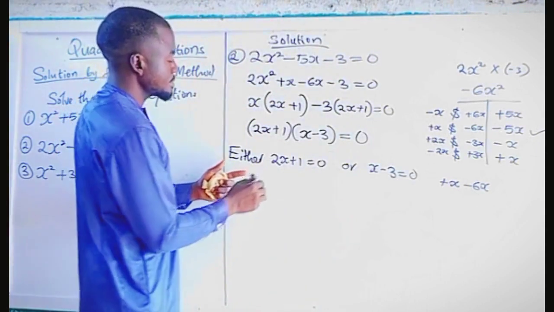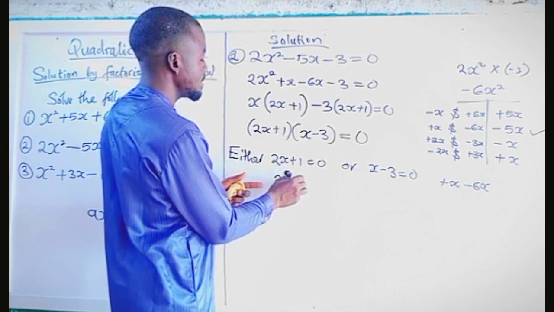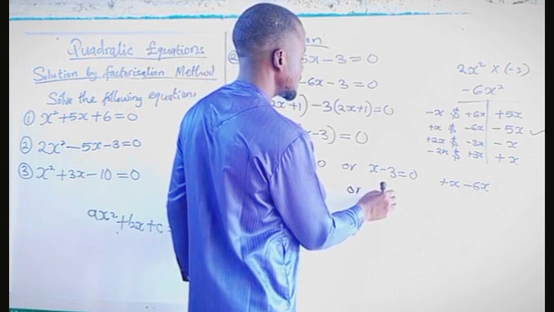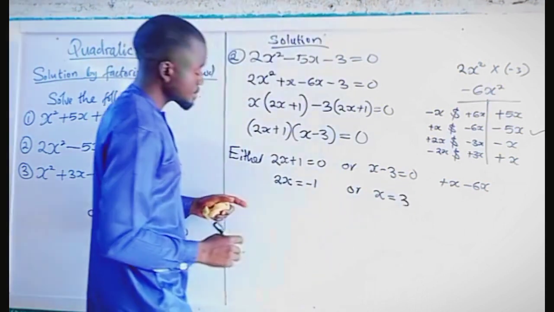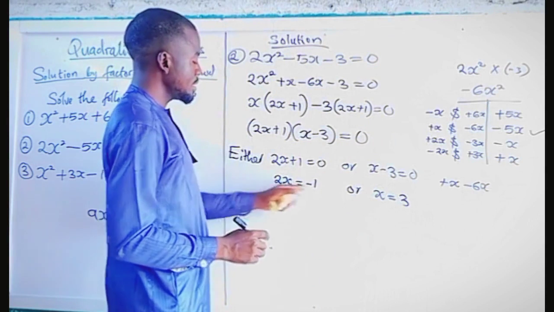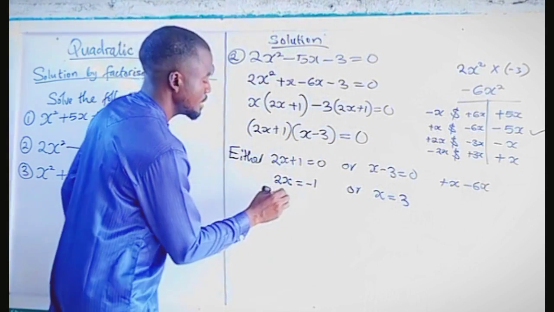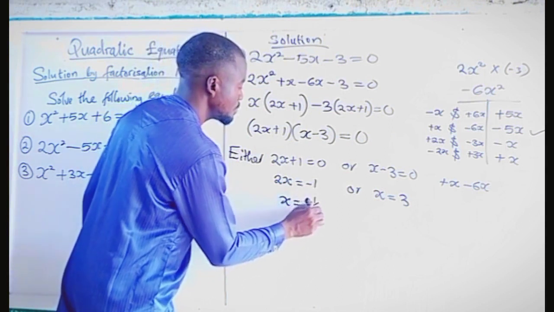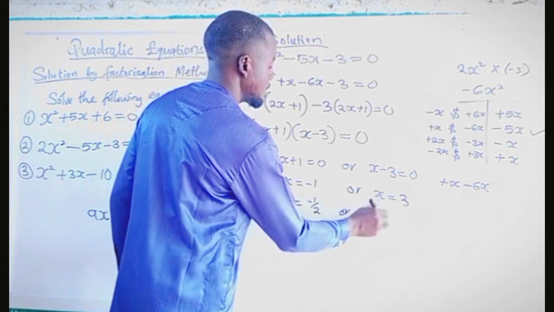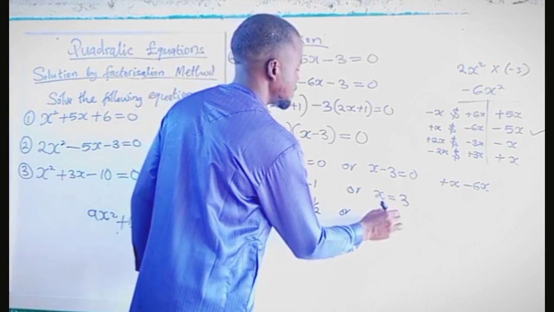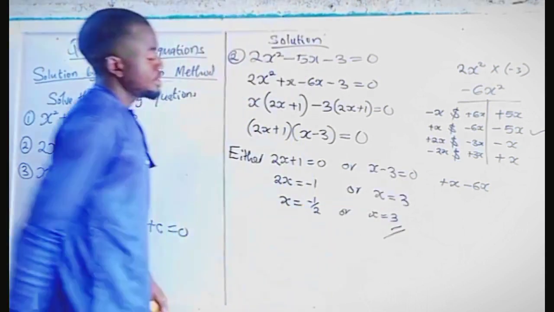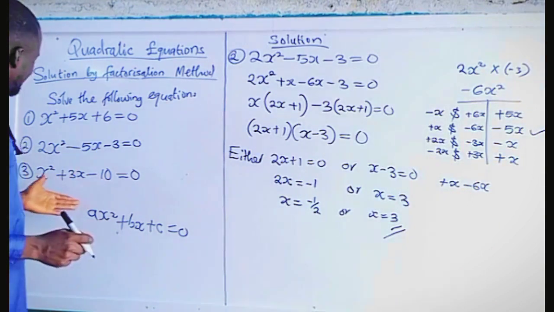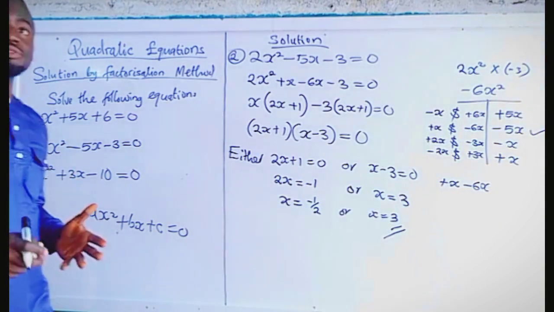This implies 2x is equals to minus 1, or x is equals to 3. Now you divide both sides of this by 2, and that will give us x equals to minus 1 over 2, or x equals to 3. So that is it for example number 2. And now we'll go into example number 3.